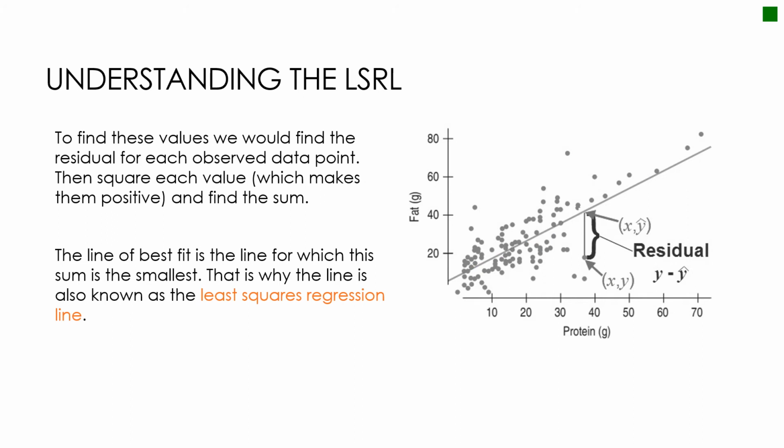So what does all of that with residuals have to do with the least squared regression line? Well, that's how our computer program finds this line. What it does is it takes all of the residuals for all of the points and squares them, which of course makes them all positive, and finds the sum. And our line of best fit, the least squared regression line, is whichever line gives the smallest sum. That is why it's called the least, because it's the smallest; squares, because we're squaring it; and regression line because it's linear regression.